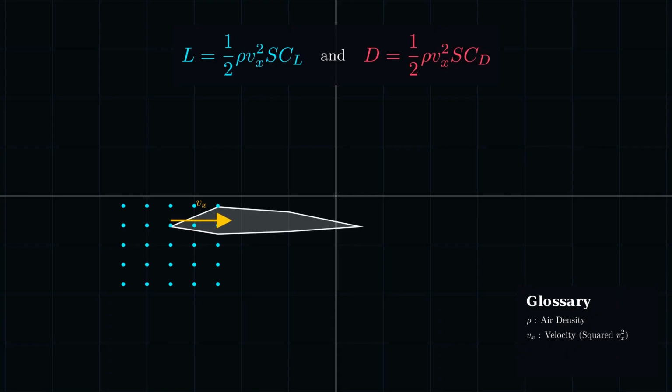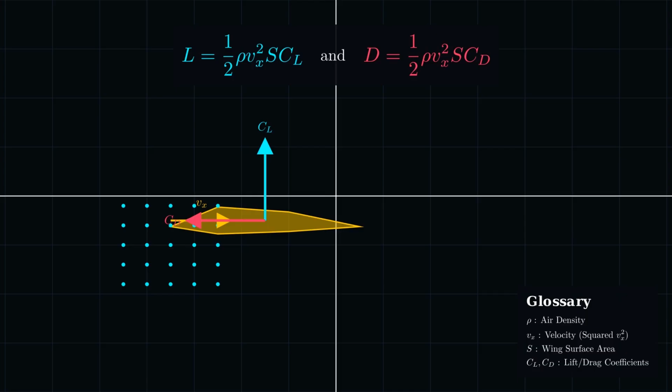Let us break down the variables. Rho is the air density. Higher altitude means thinner air, which reduces both lift and drag. V sub x is your forward velocity. Notice it is squared. Double your speed, and you quadruple your lift and drag forces. S is the surface area of the wing. And C sub L and C sub D are the coefficients of lift and drag, dimensionless numbers dictated by the shape of the wing and its angle to the air.